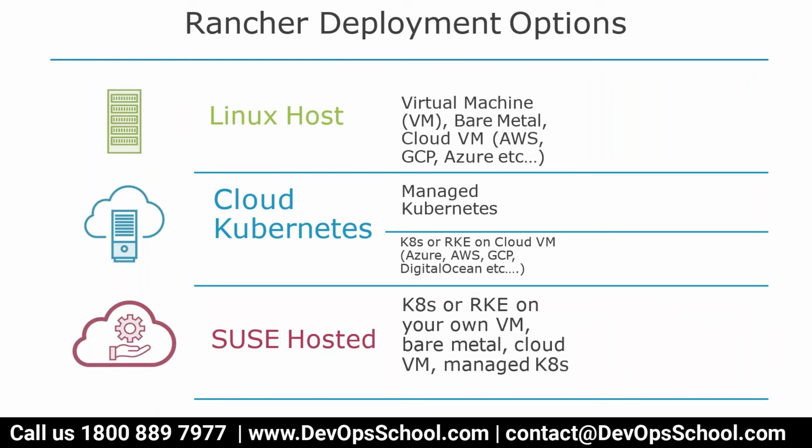Okay, so Rancher deployment options. Which are the options? You can deploy Rancher on a Linux host, which can be virtual machines, physical machines, or VMs in the cloud. You can deploy Rancher in cloud-managed Kubernetes, such as EKS or AKS, or on cloud VMs on Azure, AWS, GCP, or DigitalOcean. You can host the Rancher deployment on your own VMs with RKE and so on. So these are the options. The first one we will try in this session.